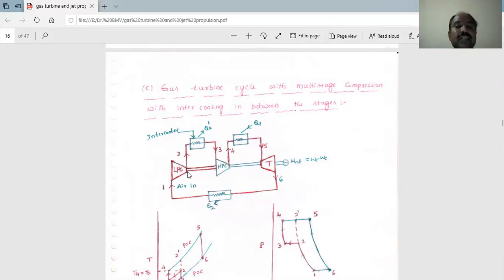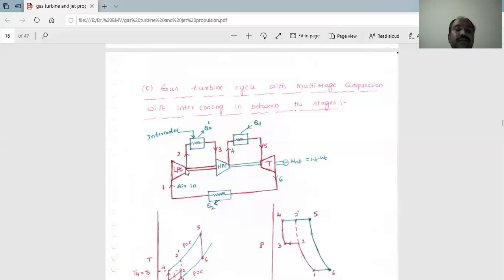In the multi-stage compression process, there will be two compressors and one turbine. That is a single expansion process, but here multi-stage compression. The compressors and the turbine are mounted on the same shaft. Part of the power that is generated is utilized to run the compressors.